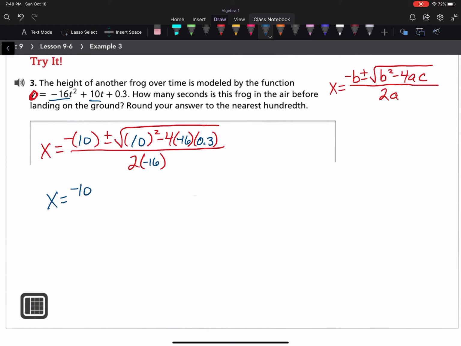So we got negative 10 plus or minus the square root of something over negative 32. Let's see what that something is this time. Let's see here. We're going to plug in 0.3. And we get 119.2.